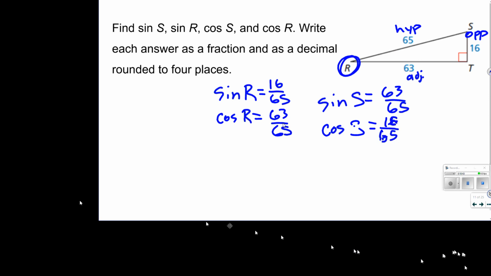And I want you to notice up here that because when we switched from angle s to angle r, we switched the opposite and the adjacent side, you'll notice that the sine and the cosine of the two angles just switched places, and the cosine and the sine of the two angles just switched places. It's kind of interesting. We'll talk more about that here in just a second.